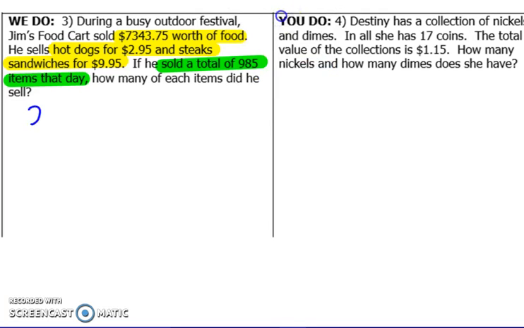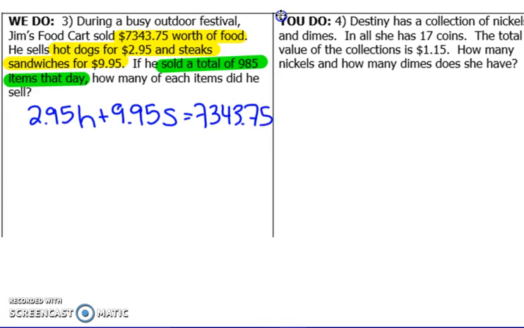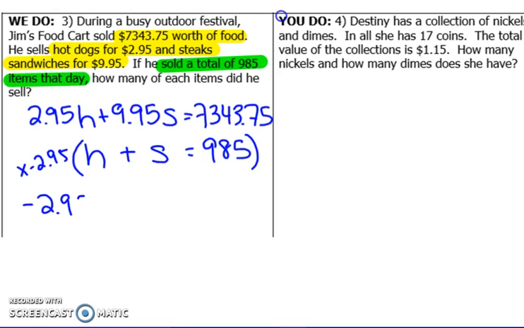So my first equation tells me I spent $2.95 on hot dogs plus $9.95 on a sandwich is equal to $7,343.75. Now for my second equation, if he sells a total of 985 items, well, we know he's selling hot dogs and steak sandwiches, so we're going to say hot dogs plus steak sandwiches. Again, solve it however you choose. I'm going to multiply this bottom equation by -2.95 and get -2.95h minus 2.95s is equal to $2,905.75.